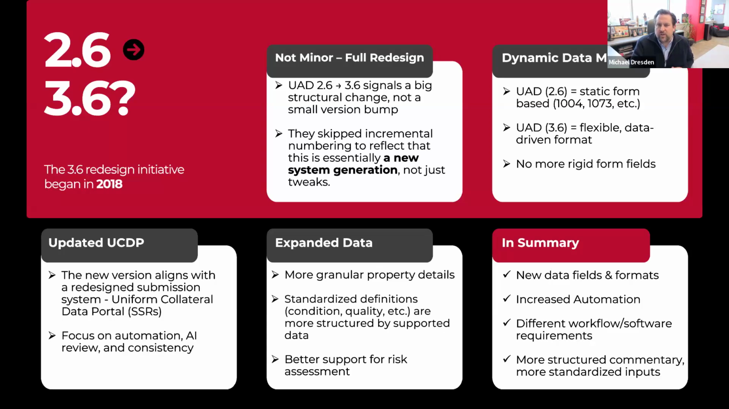It's a complete system redesign, new generation, dynamic data model, UCDP is being updated. As I mentioned before, there's a ton of data that's being added to the collection and transmission. We're going to have new data fields, new formats. There's going to be increased automation, which is going to be good for efficiency in the long run. We're going to have different workflows, different software requirements, different software introduced, more structured commentary, more standardized inputs, just a lot of changes. So 2.6 to 3.6 to help emphasize that.